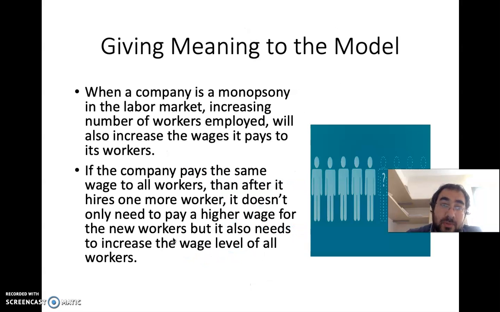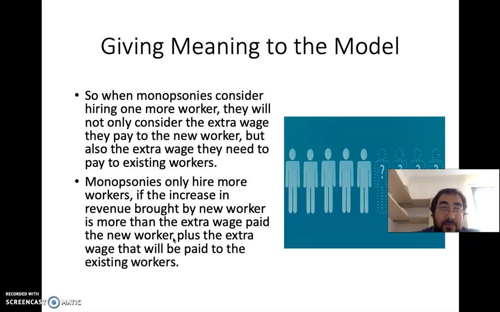So, to give meaning to the model: when a company is a monopsony in the labor market, increasing the number of workers employed will also increase the wages it pays to its workers. If the company pays the same wage to all workers, then after it hires one more worker, it doesn't only need to pay a higher wage for the new worker, but it also needs to increase the wage level of all workers.